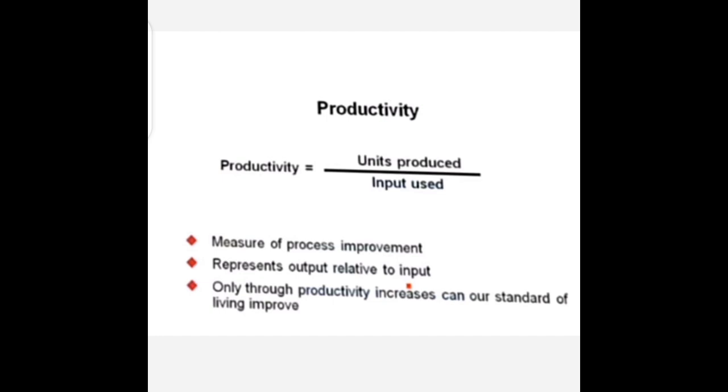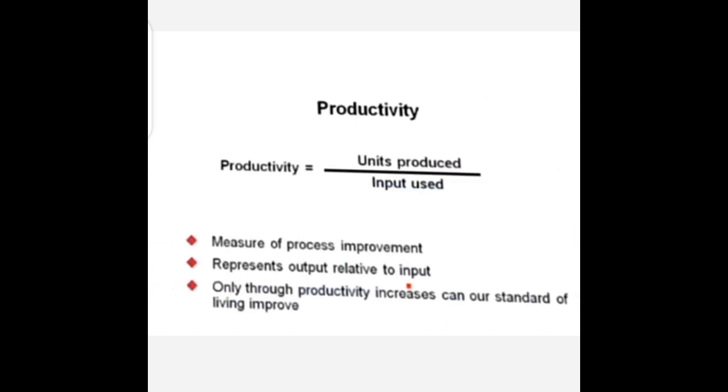So here is how productivity is calculated. It is calculated using units produced and input consumed, that is, how many units are produced by consuming a certain input. It is a measure of process improvement, representing output relative to input. Only through productivity increases can our standard of living improve. If productivity increases, then the living standard will increase. As the definition says, productivity is the quality and quantity of work produced by a certain consumption of input.